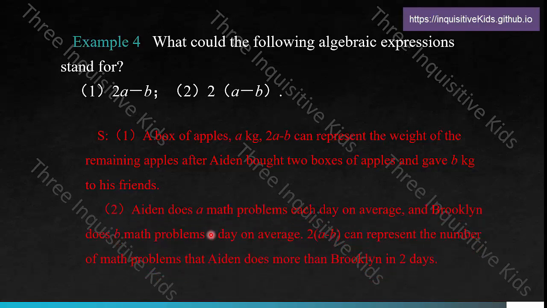The second one could be: Aiden does a math problems each day on average. Brooklyn does b math problems a day on average. 2 times the difference of a and b can represent the number of math problems that Aiden does more than Brooklyn in 2 days.